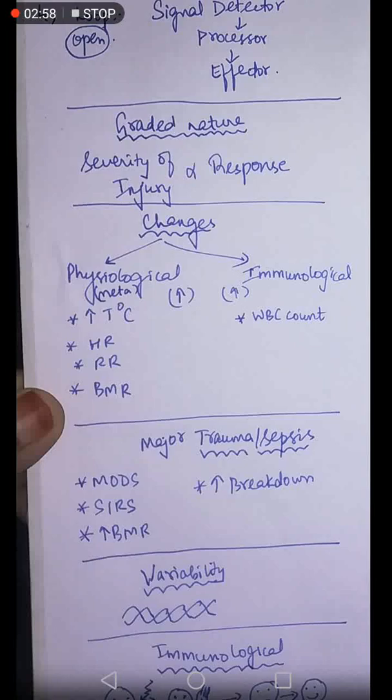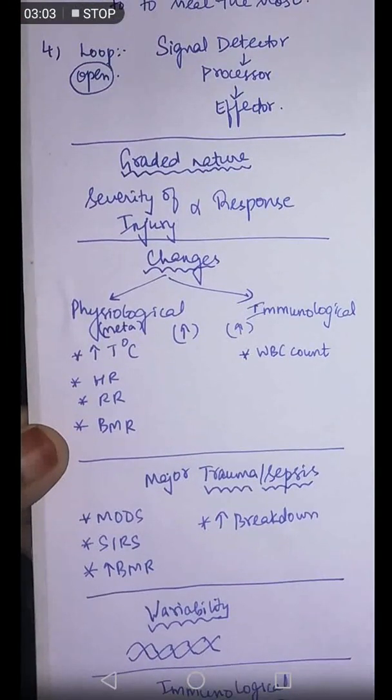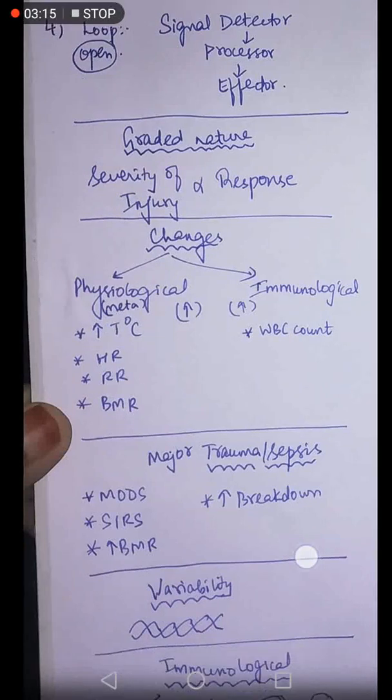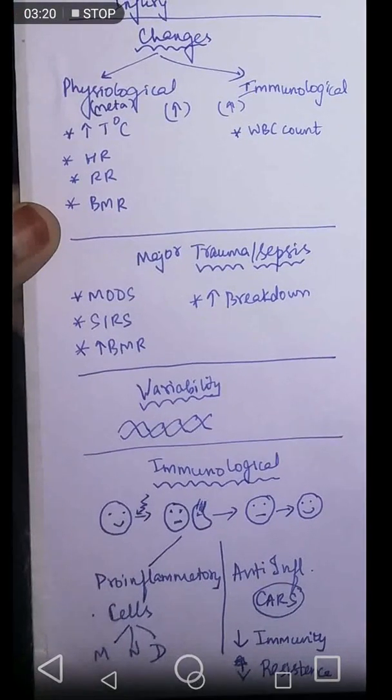There are a few variability factors which determine who gets it more and who gets it less. The response to injury is going to be different for different people. One person has a higher response and another has a lower response. Now I'm going to talk about the immunologic response.